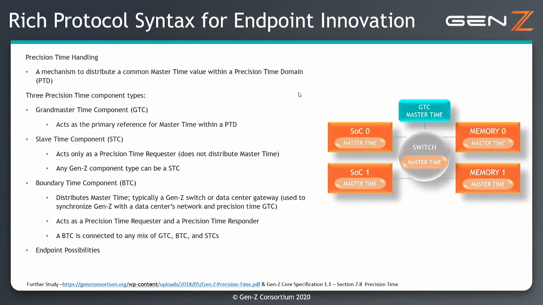There are FTCs, which are the slave time components, which only act as requesters of the time. They just use it. So they're like leaf components, such as a processor, an I/O device, or some memory that needs to know that. There's also BTCs, or boundary time components, and a BTC acts as a time requester and a time responder. In general, this is thought of as a place where we have to distribute the time, and we envision it in Gen Z switches.